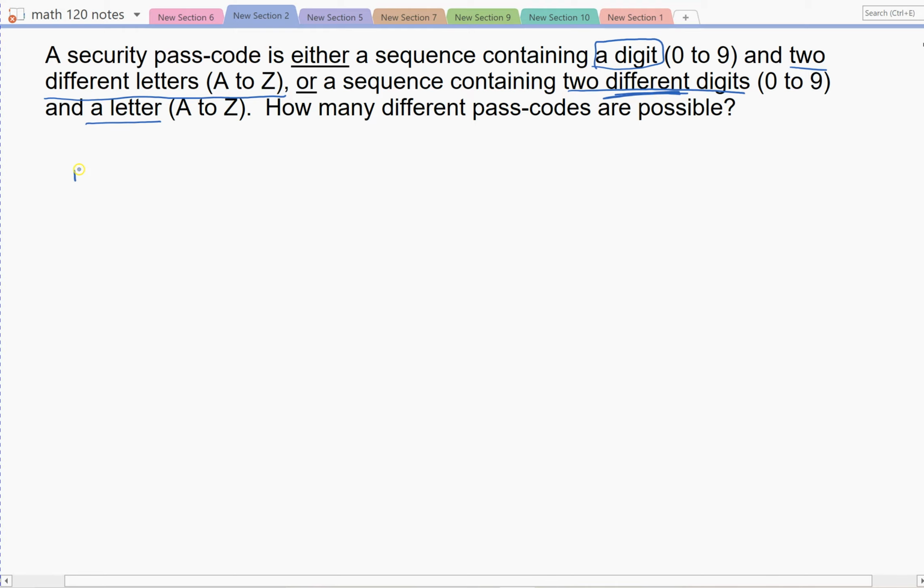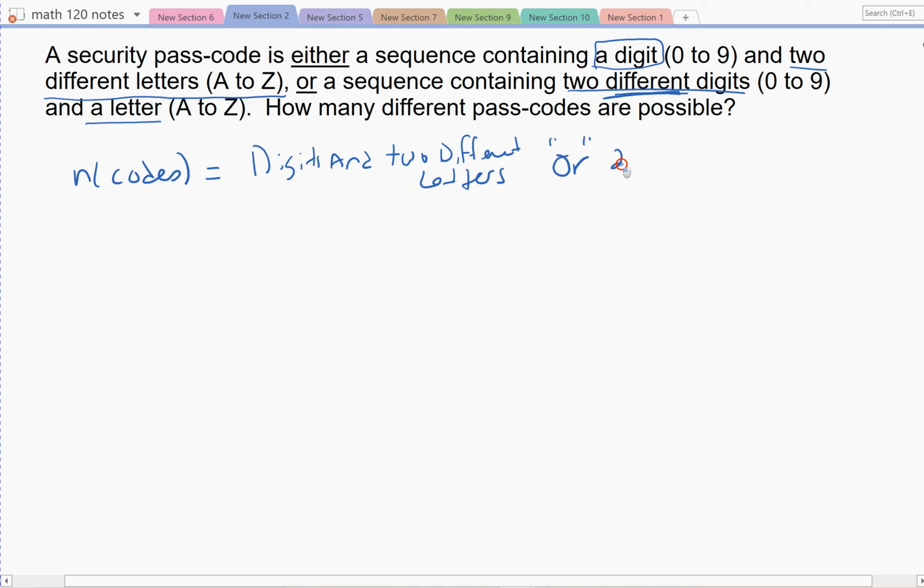Alright, so I'm going to get this set up. The number of codes: well, I have a digit and two different letters, which means no repeats, right? Two different letters. Or two different digits and one letter. The word different means no repeats. It means I can't repeat my letters here and I can't repeat my digits there.